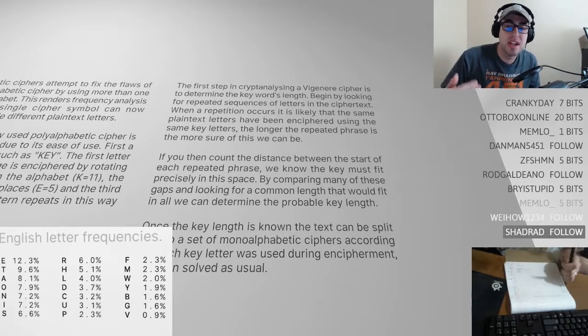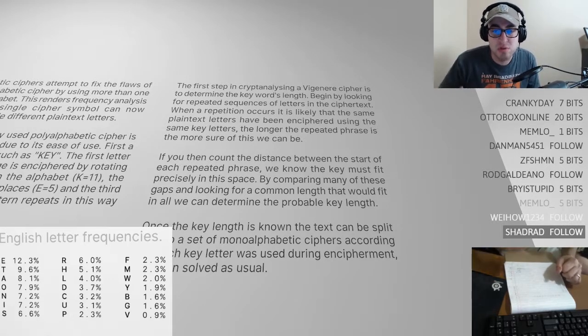Once the key length is known, the text can be split up into a set of monoalphabetic ciphers according to which key letter was used during encipherment, and then solved as usual.